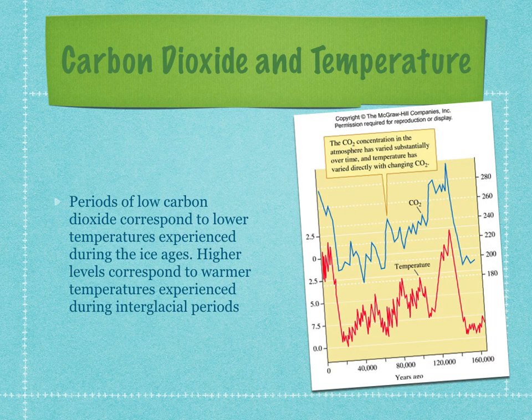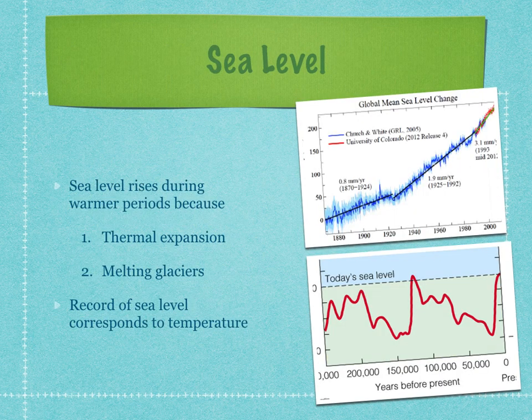And when we go back and correlate levels of carbon dioxide with temperatures, we see that there's a correspondence. Periods of low carbon dioxide correspond to lower temperatures that occurred during the ice ages, and higher levels of carbon dioxide correspond to warmer temperatures that were experienced during interglacial periods. This is really good evidence, and it's evidence that's corroborated from ice layers from different glaciers and in different regions of the world.